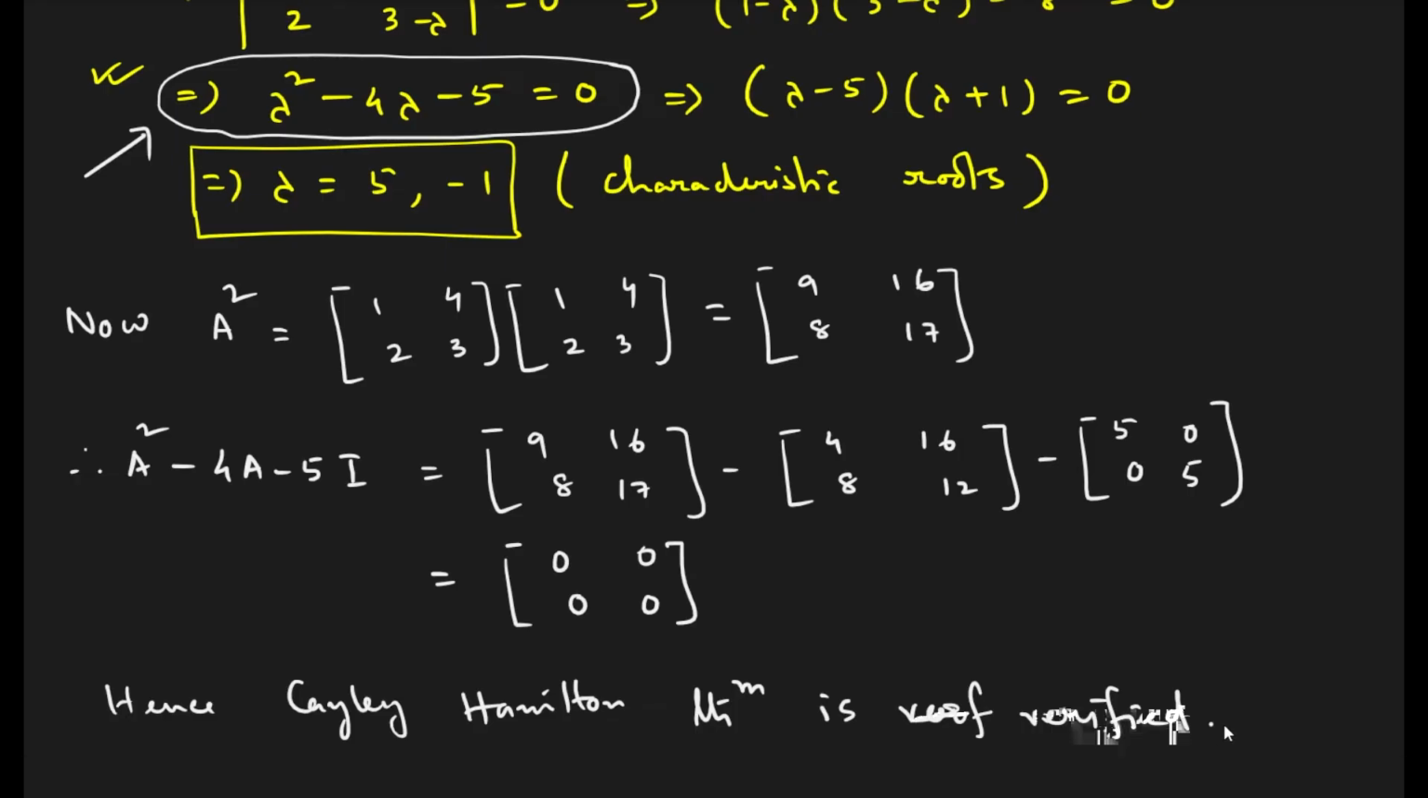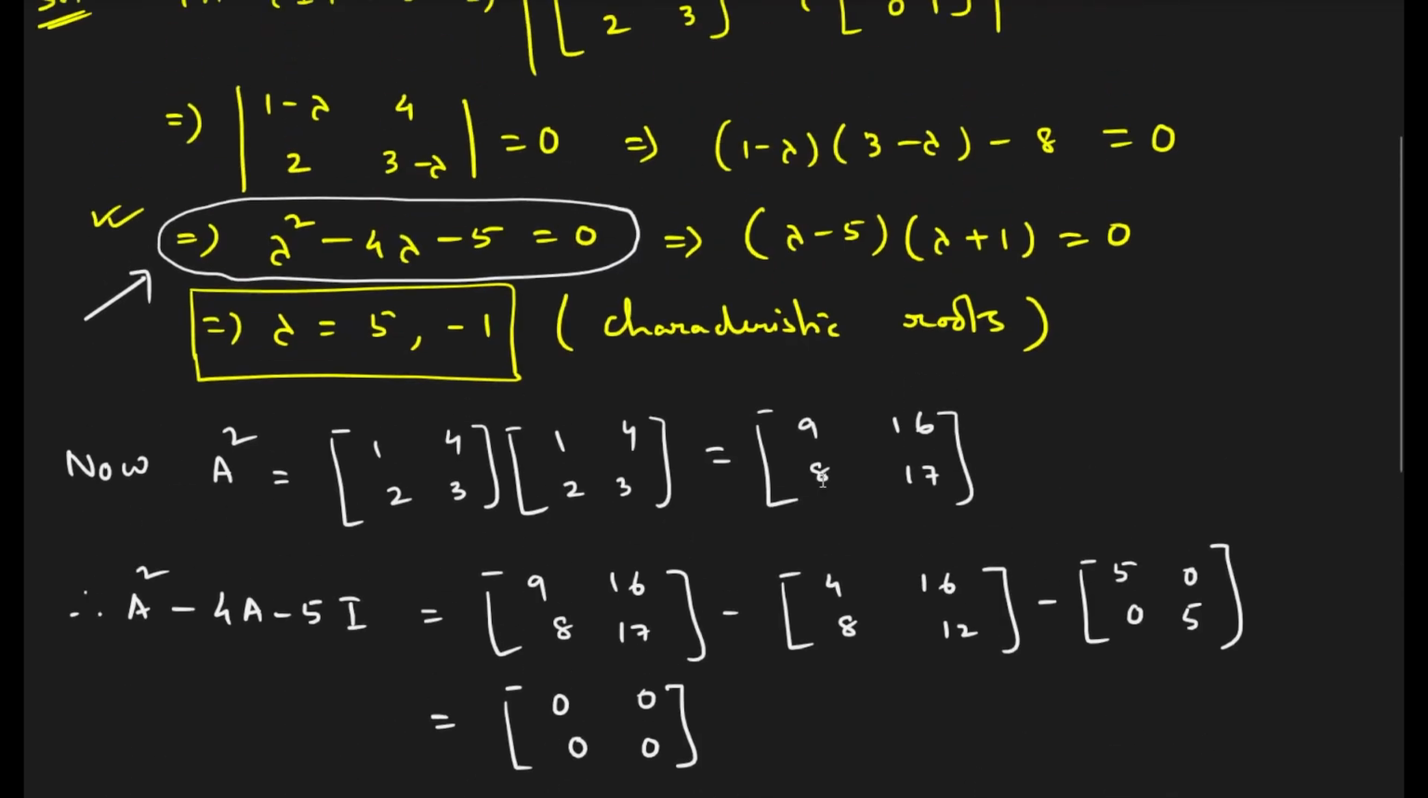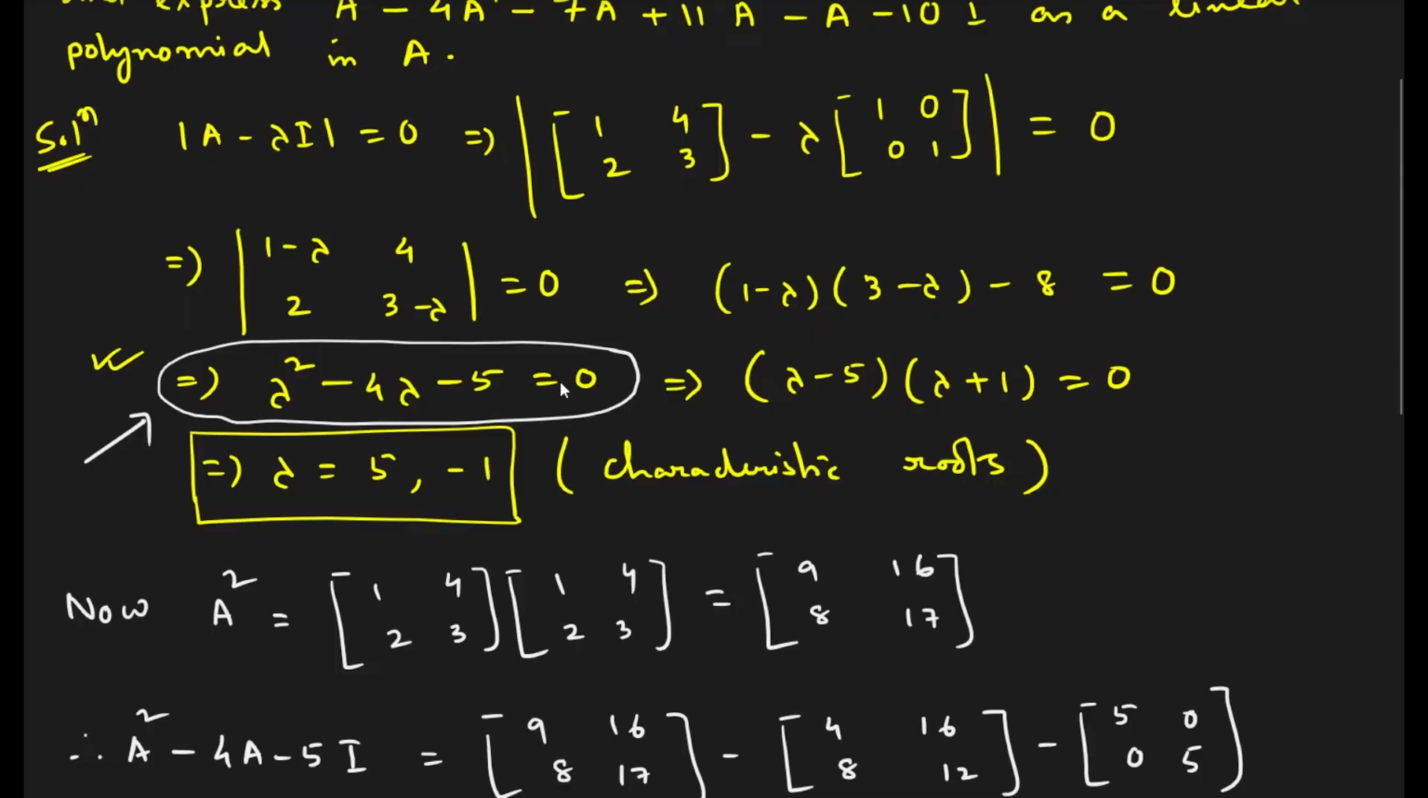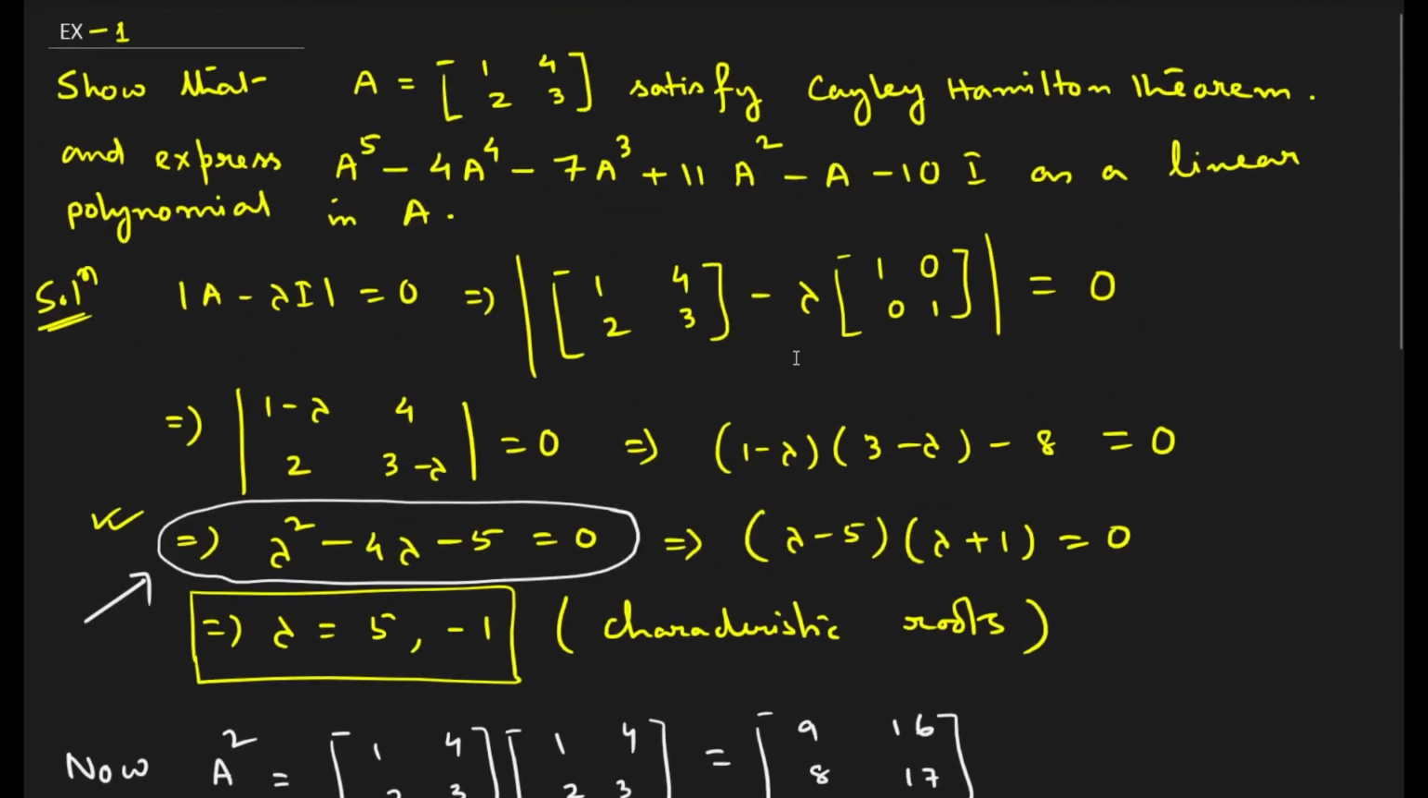So this is one type of problem. Okay. You can take a 3 by 3 matrix also. After taking a 3 by 3 matrix, you find the characteristic equation, where you will get lambda cube, and then accordingly you have to find A cube, A square, put them in the left hand side, replacing lambda by A. So if it is 0, that means what? Cayley Hamilton theorem is verified. There is one more part. Okay, express this particular expression, that is A to the power 5 minus 4A to the power, this big expression. Now we have to express this in terms of A. Let us see what will come.